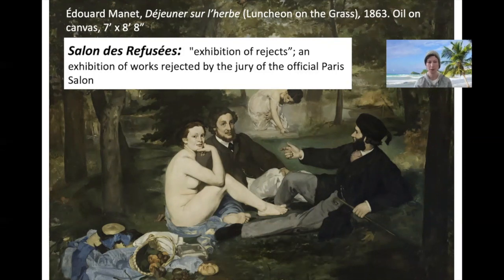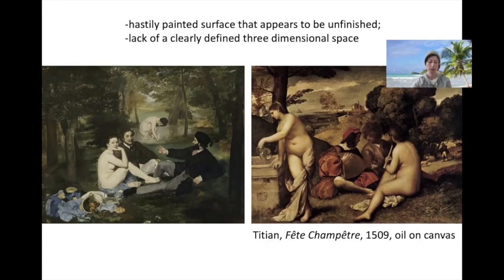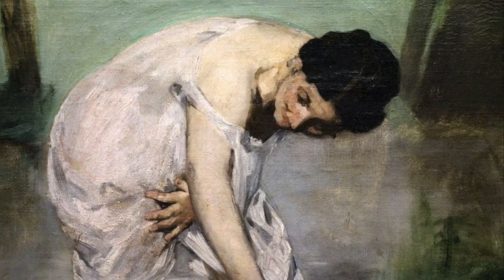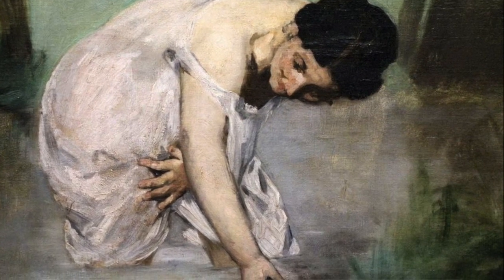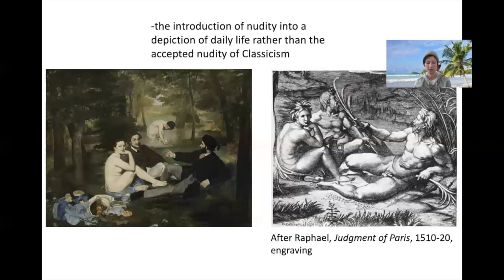What was so offensive about it? Manet would say, well, it's an outdoor picnic scene, just like the one by Renaissance master Titian on the right. But critics would say it looked hastily painted. It appears to be unfinished. There's also a lack of clearly defined three-dimensional space. Manet would say, what's so shocking about nudity? Look, my painting is just like Raphael's and his isn't shocking. But critics would say that Manet's nudity is shocking because he introduced it in a depiction of daily life rather than a classical or mythological scene where nudity would be acceptable.